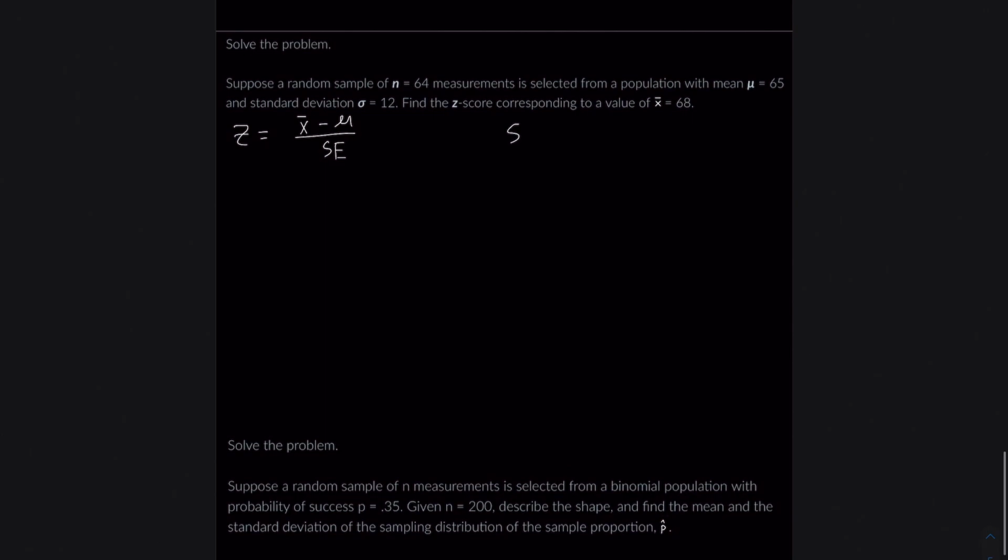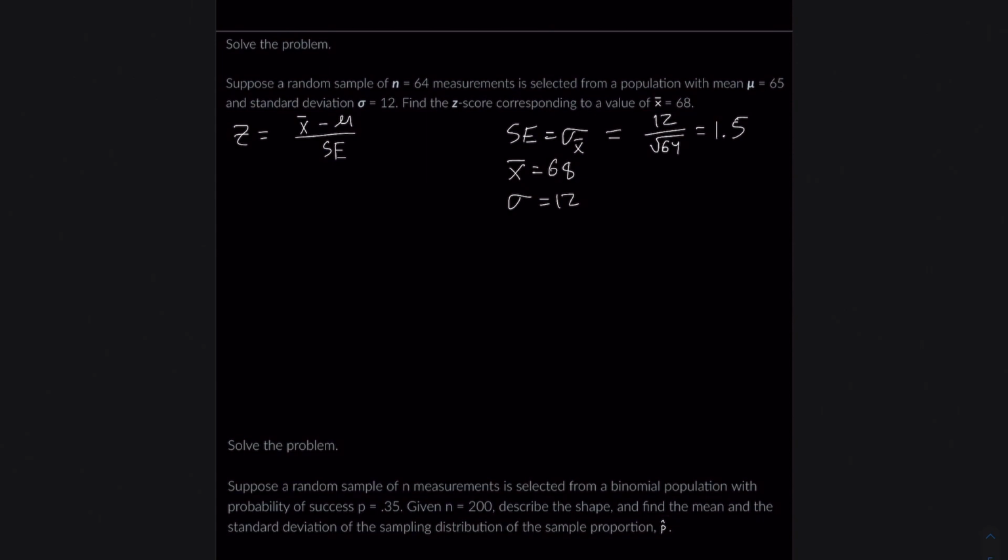And remember, we have to find our standard error, which is the same thing as sigma of x bar, and it tells us our x bar is 68 and our sigma of the population is 12. So our standard error again equals 12 over square root of n, which is 64. So this is going to be the same thing as 12 over 8. So let's see what that is. So 12 over 8 is equal to 1.5.